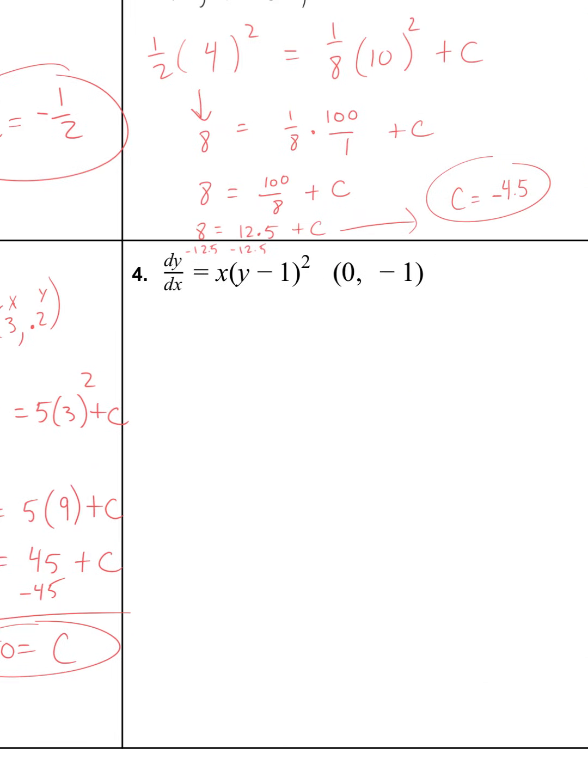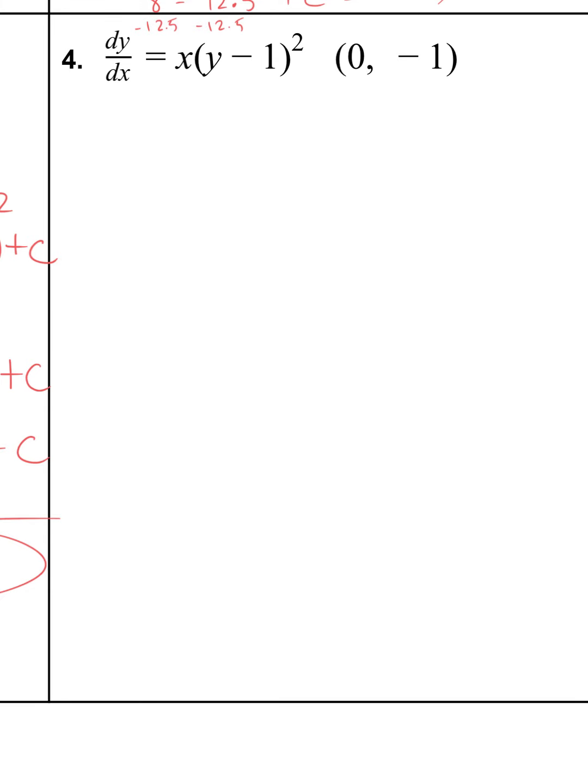Number 4. Okay, to separate the variables, this dx has to go over to the right. So we're going to multiply both sides by dx. I put a dx over here. And then this whole thing here, y minus 1 squared, has to move over to the left. So I'm going to divide everything by y minus 1 squared. And that has to be in the denominator because we're dividing. So 1 over y minus 1 squared.